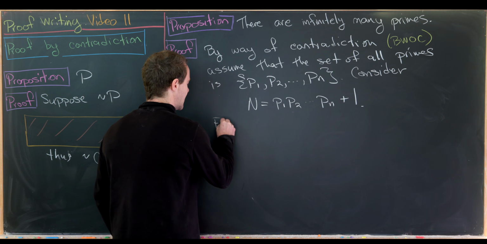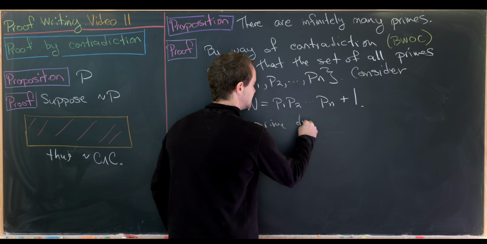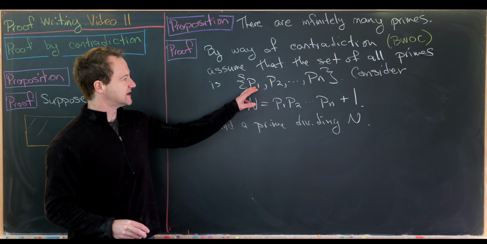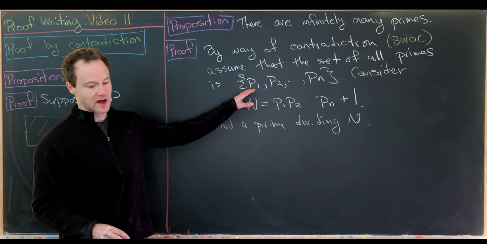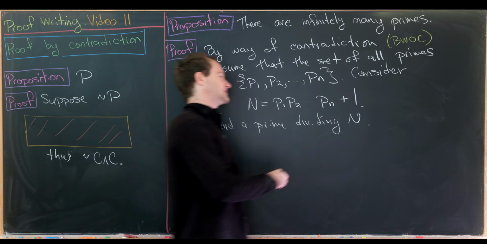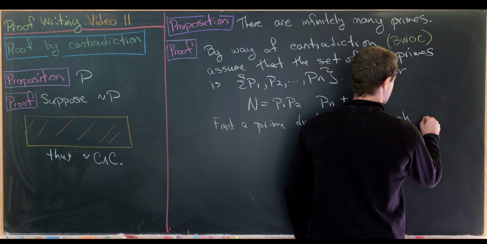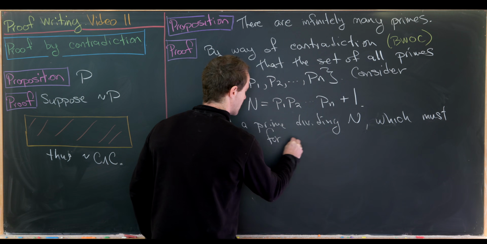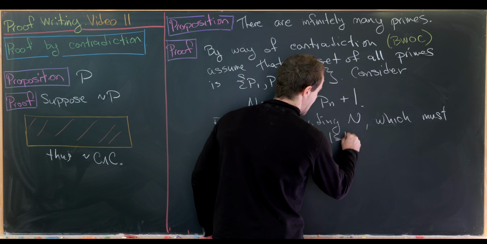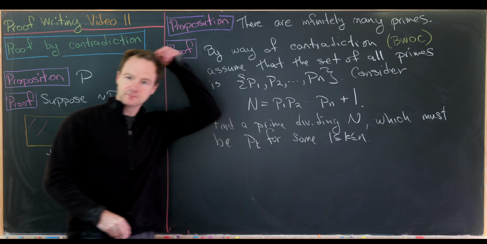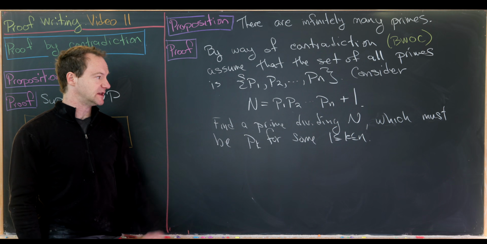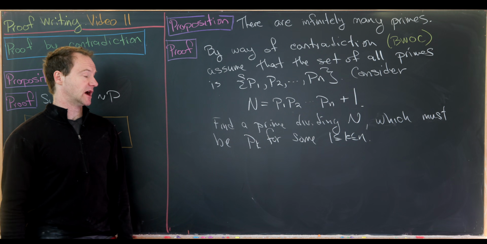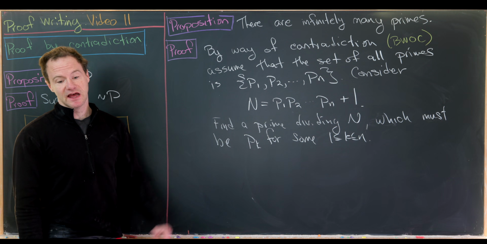So let's find a prime dividing n. Okay, but since this set right here is the set of all primes, it must be in this set. So maybe we'll write that as: which must be p sub k for some k between 1 and n. Okay, so first of all, n must be divisible by a prime, but then it must be divisible by one of these primes because this is the set of all primes.